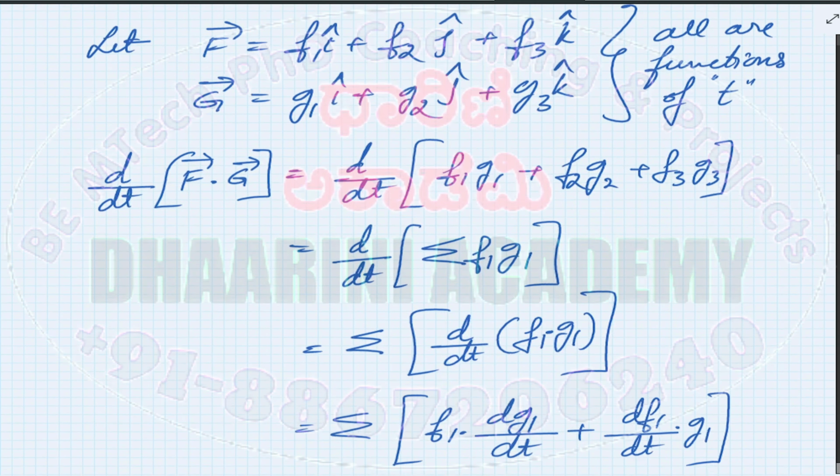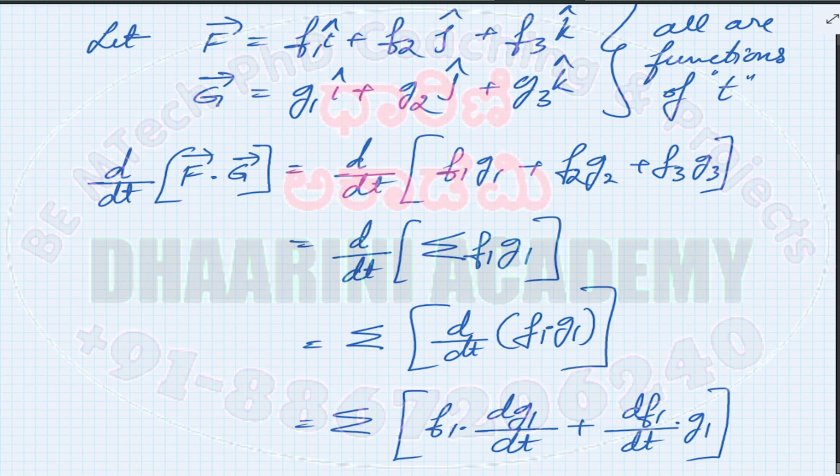So we start with the definition of f and g vectors. f is f1, f2 and f3, the coordinates, multiplied by i, j, k respectively. Same thing happens with g: g1 into i cap, g2 into j cap, g3 into k cap, right? All these are functions of time. That's why they are denoted in terms of t. Now you see, if I write d by dt of f dot g, both are vectors, what is f dot g? It's actually term by term multiplication, f1 g1 plus f2 g2 plus f3 g3. So it's d by dt of that.